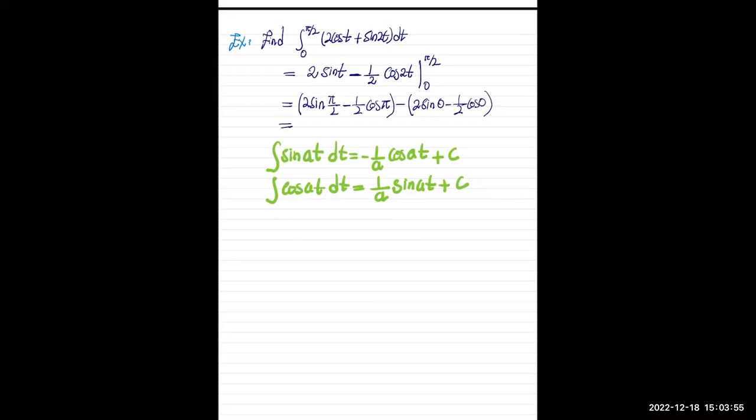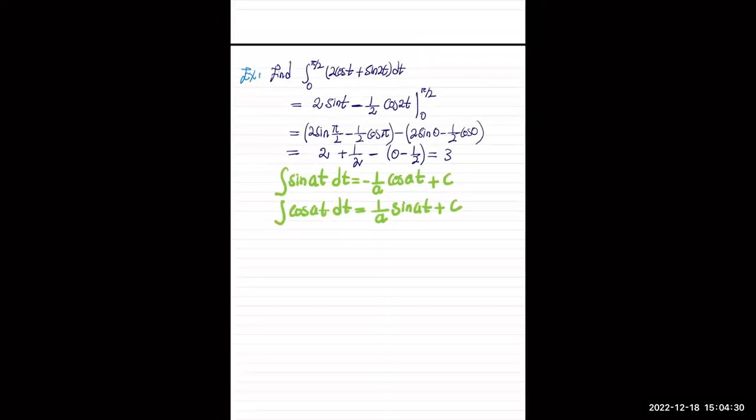Okay, sine of 90 degrees is 1, so we have 2 times 1, 2. Cosine of pi is -1, that makes it a plus 1/2. Minus sine of 0 is 0. Cosine of 0 is 1. Okay, so the value here is 3 for this integral. The actual value is 3.